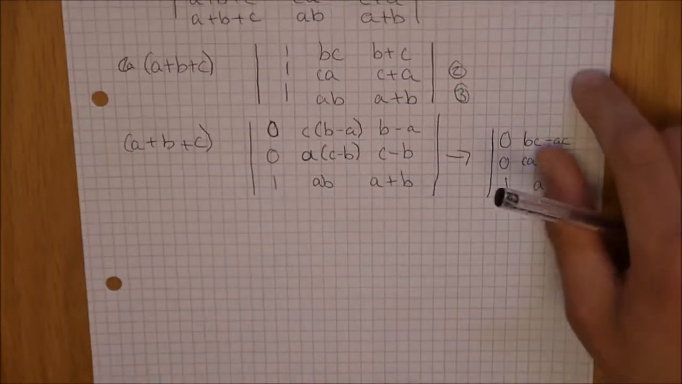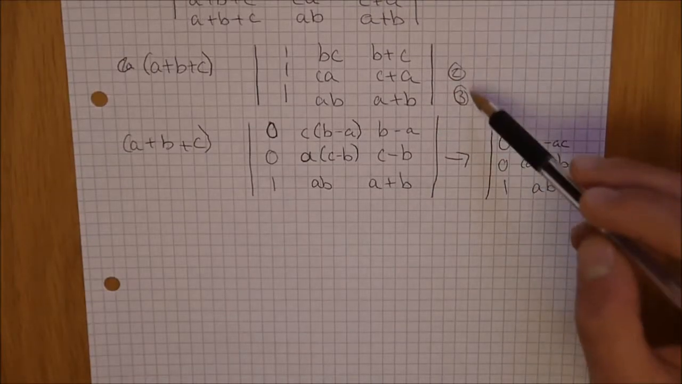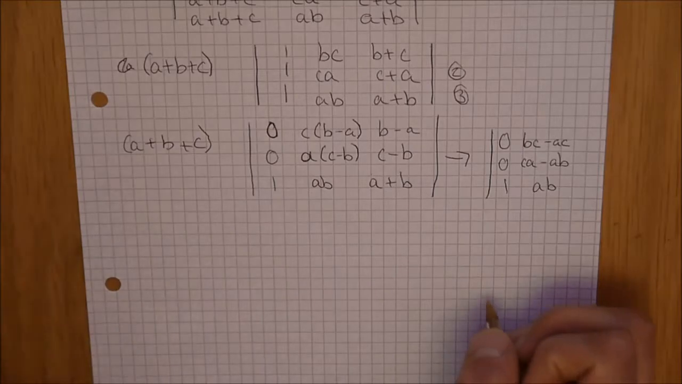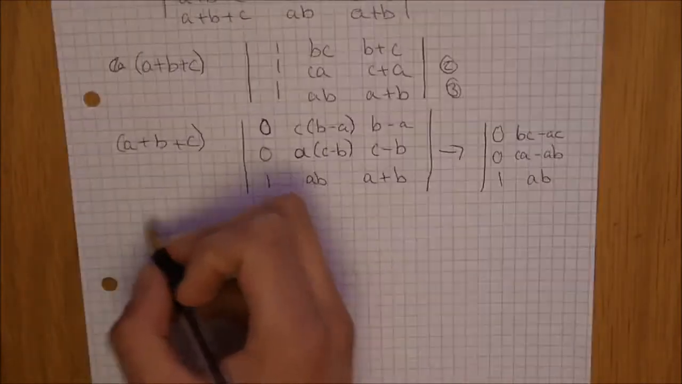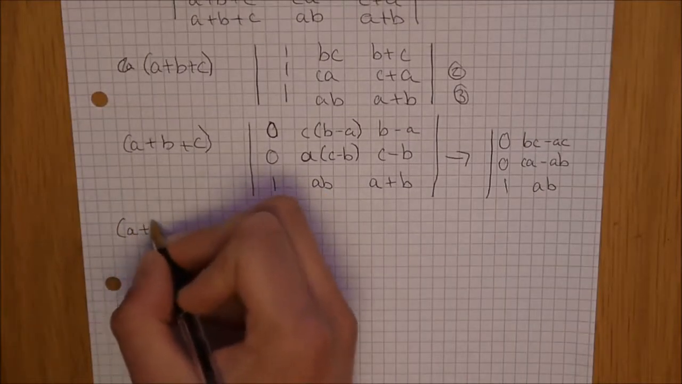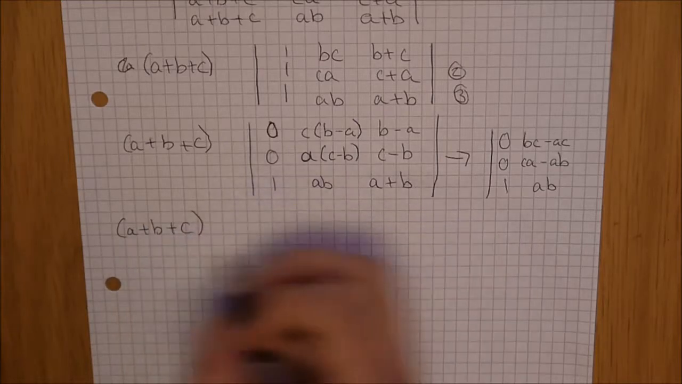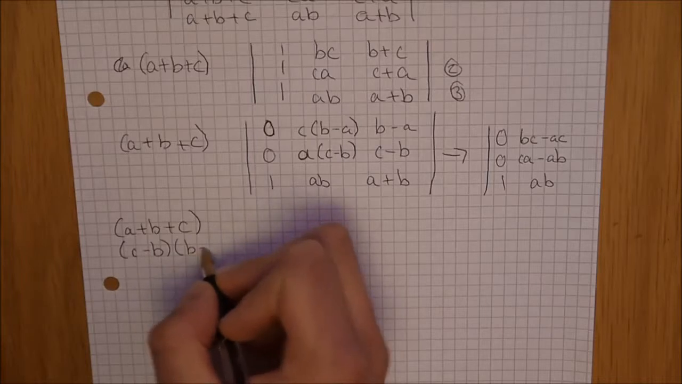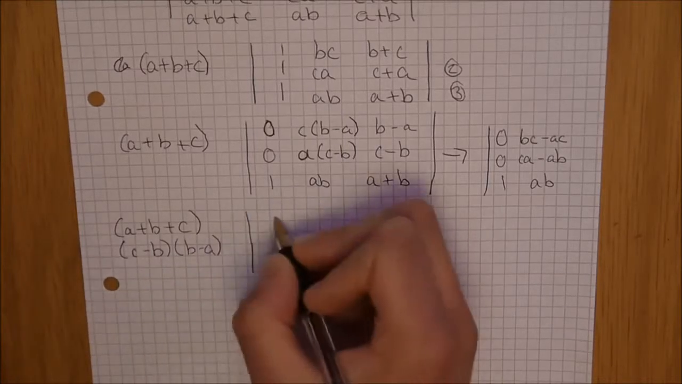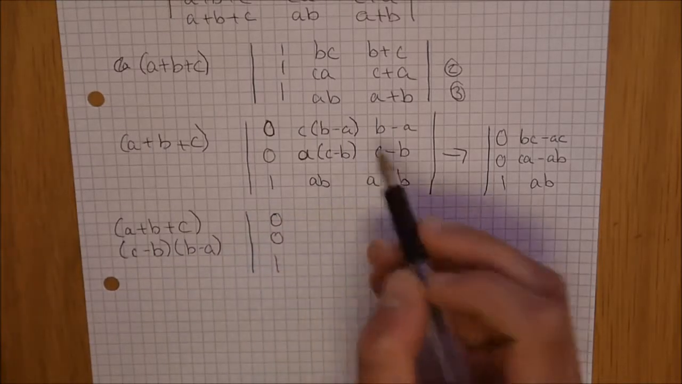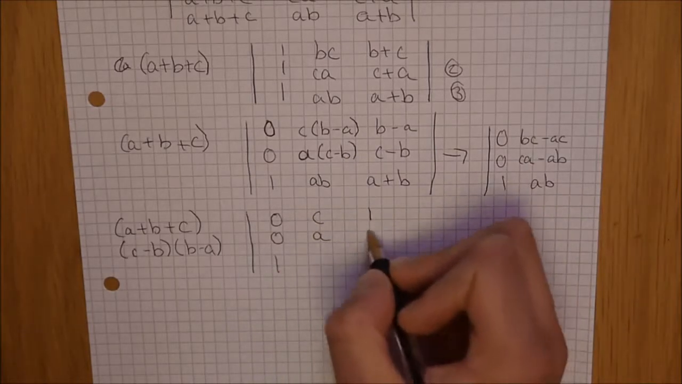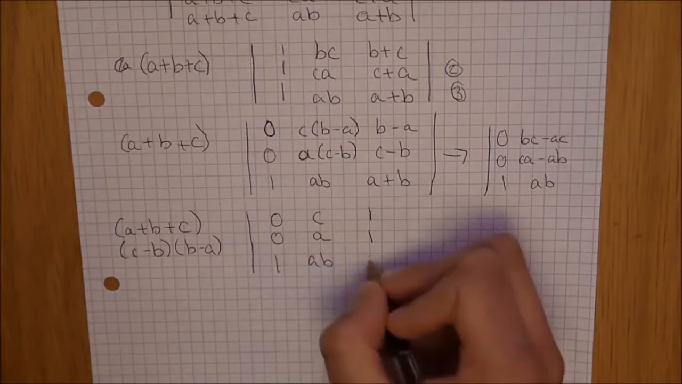Now then, as you've noticed, maybe on the top row and the middle row, we can also now just take out a factor of C minus B, and also of B minus A. So that leaves us with A plus B plus C. Remember to write out the factors on the left, C minus B, B minus A, and then we have 0, 0, 1, because remember you can take infinite factors out of 0, C, A, 1, 1, A, B, A plus B.